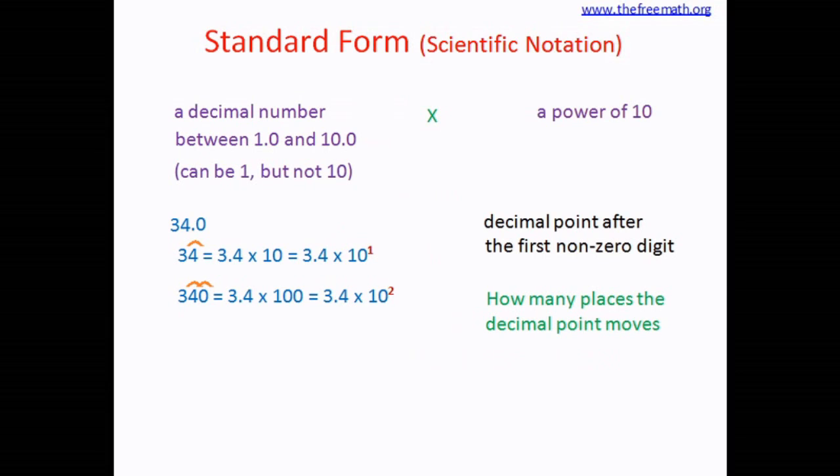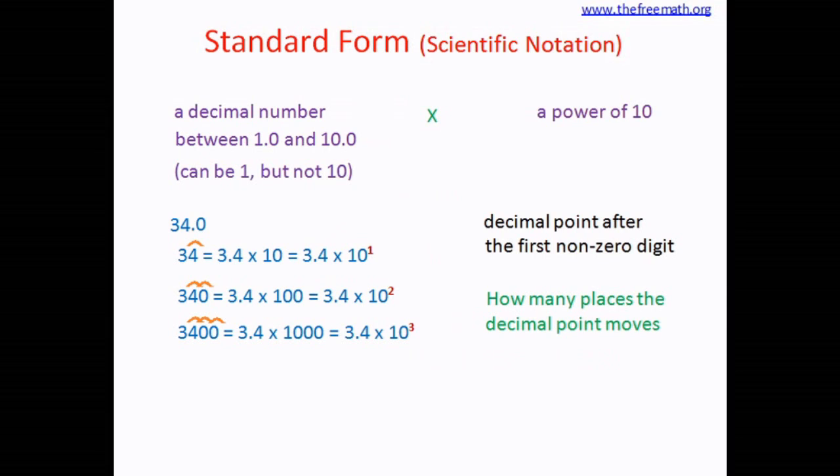It was after 0. 340 means 340.0. It has hopped over 0 and then hopped over 4. That's why it has moved 2 places. So the answer is 3.4 multiplied by 10 to the power of 2. In case of 3400, the decimal point hops over 3 digits. So the answer is 3.4 multiplied by 10 to the power of 3.